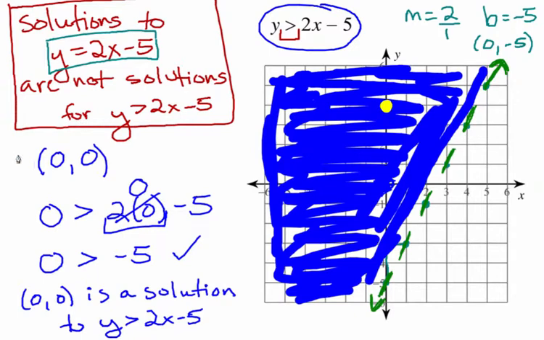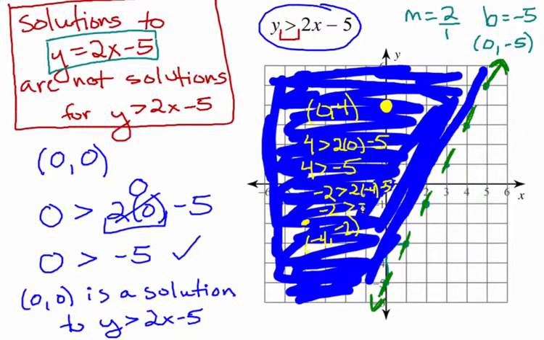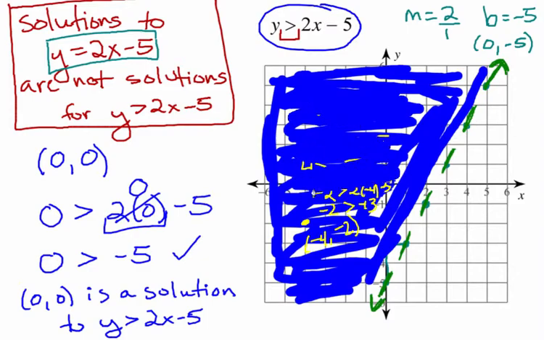So here is a point at 0, 4, which will be a solution. 4 is in fact greater than 2 times 0 minus 5, because 4 is greater than negative 5. So that point is a solution. There's a point over here at negative 4 comma negative 2 that is also a solution because negative 2 is greater than 2 times negative 4 minus 5. Negative 2 is greater than, what does that come out to? Negative 13. So anything in this blue shaded section is a solution to the original inequality.